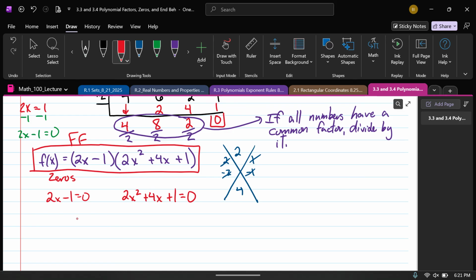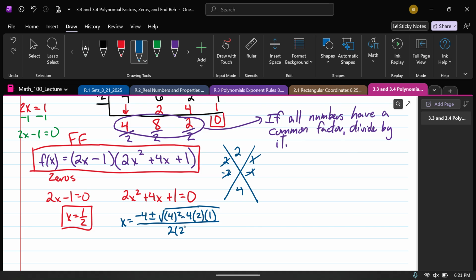I know this one's just going to be x equals 1/2. We've already done that. We know that. This one, that's where the work's at. That's where we got to earn our money here. So we got x equals negative b, so that's negative 4 plus or minus the square root of b squared minus 4 times a times c, all divided by 2 times a. We're going to try to work that out.